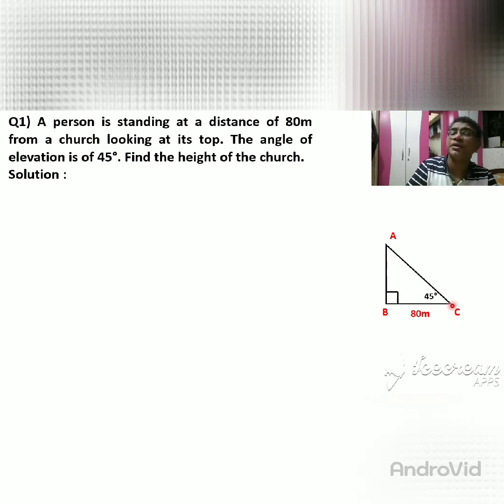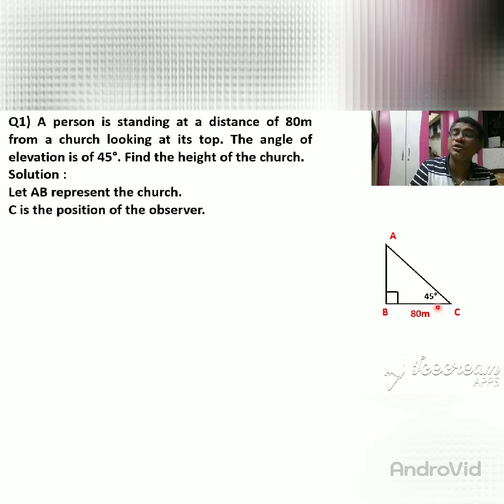At that point a person is standing on the straight road, and this person is looking towards the top of the church. So when the person is looking towards the top of the church, there is an angle of 45 degree formed. So what do you want to find out? You want to find out height. If you want to find out height, then you can use tan theta. So here we can write what I just said. This AB is the church. BC is the distance between person and church.